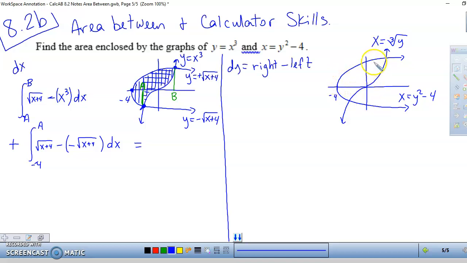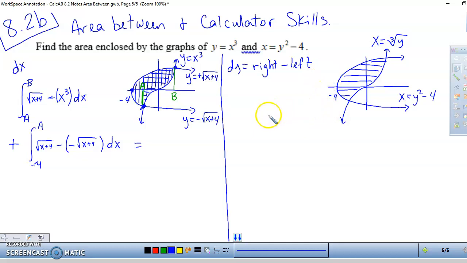Because remember, maybe I'll draw lines this way this time. But remember, we're looking at this shaded region here. And for any point on the y-axis, the cubic is to the right of the parabola. So I can just do a right minus left with respect to y.